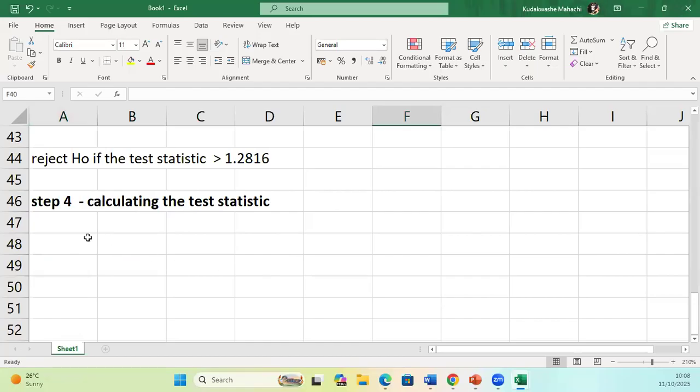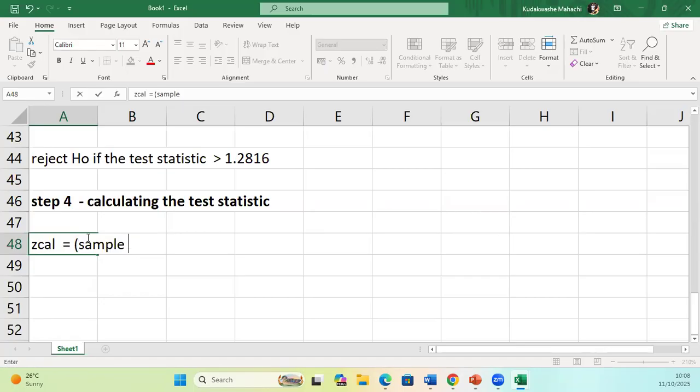So calculating the test statistic, Z, which is the test statistic, is equal to the x bar. If we go to the question, they have given us the sample mean. So let's write in full: the sample mean minus the current mean over the sample standard deviation over square root of n.